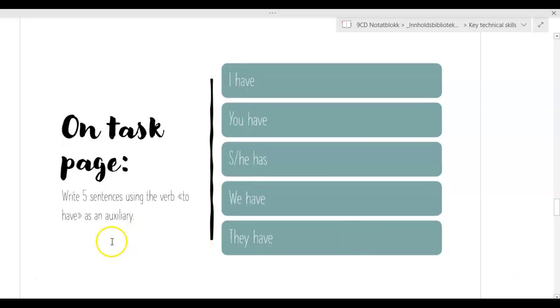On the task page, you are now going to write 5 sentences. You're going to be using the verb to have as an auxiliary. Let's go to the task page.